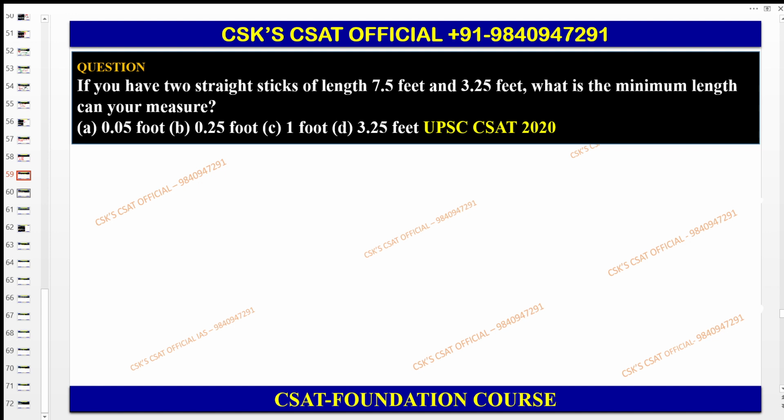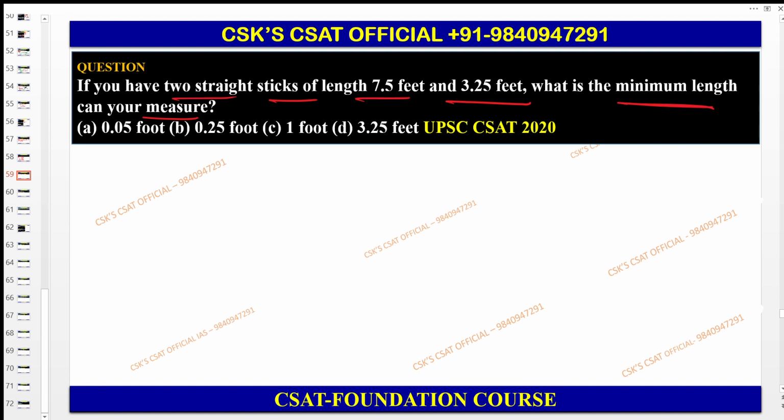This is the simple question. But by seeing this kind of stick, etc., people should not get a panic. Okay, 2 straight sticks of length 7.5 feet, 3.25 feet. What is the minimum length? In order to get the minimum length, the stick has to contain a maximum. So therefore, here, what is the minimum length can you measure?